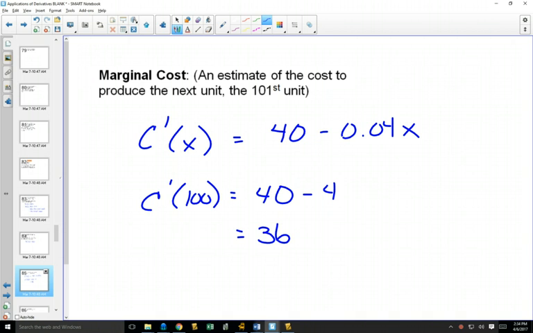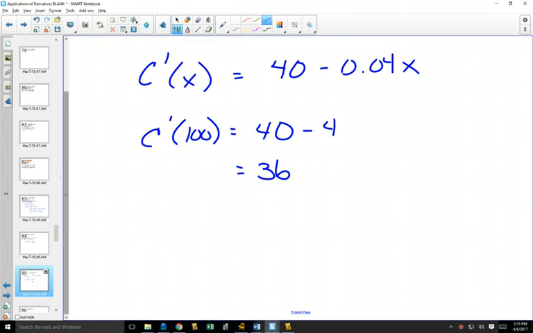This is an estimate. It's saying if you've already produced 100 and you go back to your machine and say, let's do one more, how much would it have cost us to make one more? It's an estimate that it would cost $36 to produce that next one. If we actually want to find the actual cost of producing the 101st unit, we'd have to figure out the actual cost of producing 101 units and the actual cost of producing 100 units.